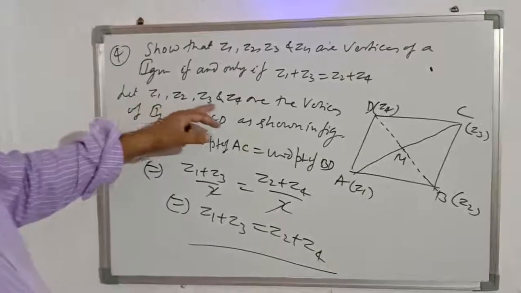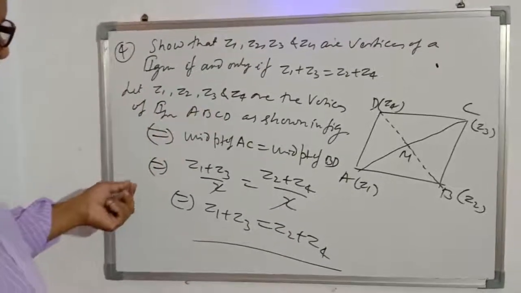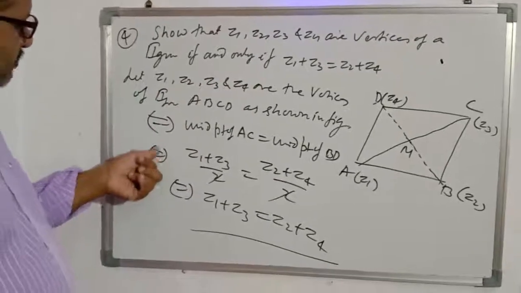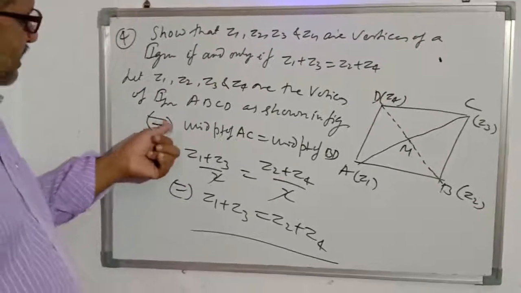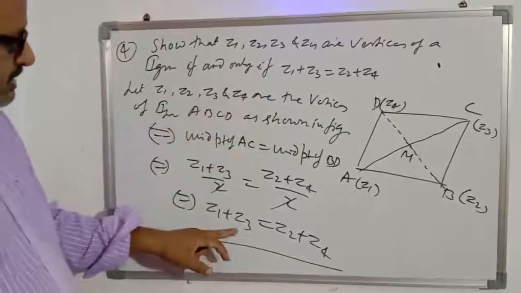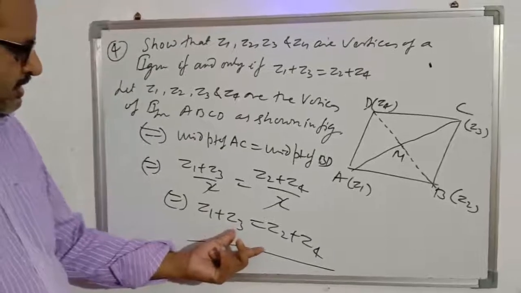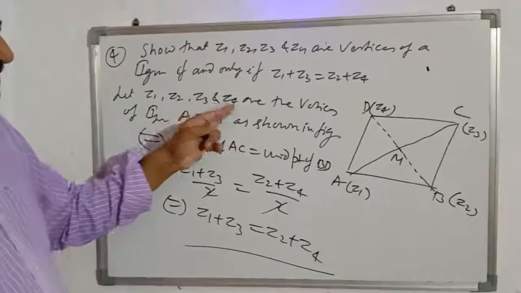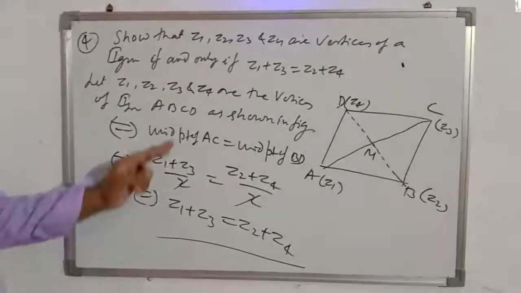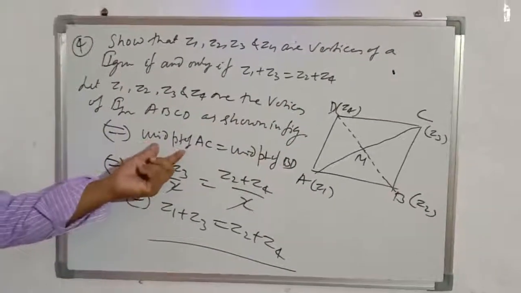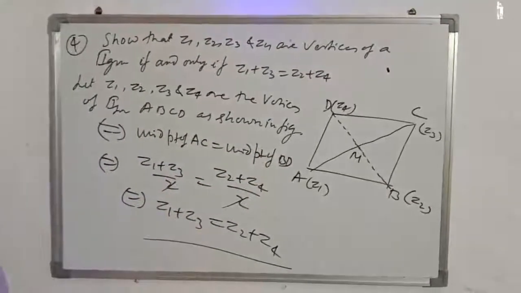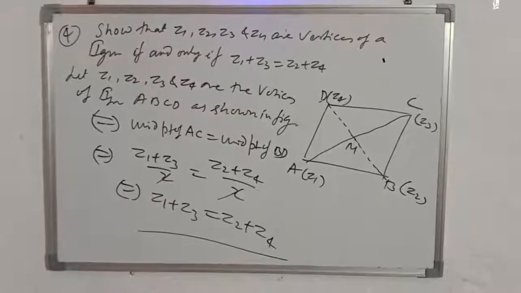So Z1, Z2, Z3, Z4 are the vertices of a parallelogram if and only if, that's why we have put the implies sign on both sides. It means if Z1, Z2, Z3, Z4 are the vertices, then this result is true. And if this result is true, then Z1, Z2, Z3, Z4 will be the vertices of a parallelogram. We know that diagonals bisect each other, so midpoint of AC and midpoint of BD both will be equal. So Z1 plus Z3 is equal to Z2 plus Z4.